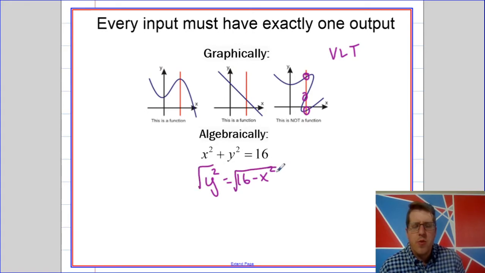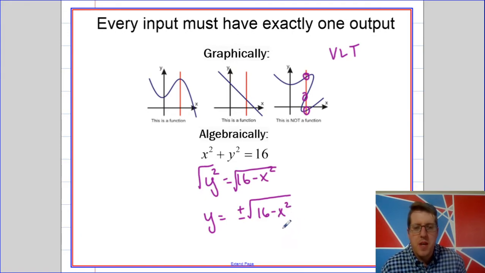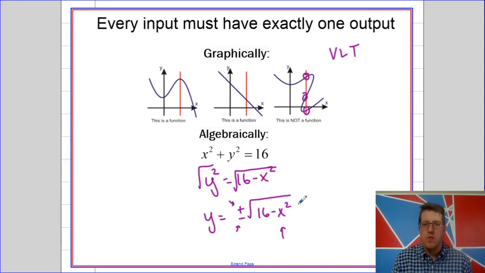And remember that thing from earlier on in algebra where when you take the square root you have plus or minus? So what this means is, if I plug in a particular x value, I would have plus or minus 2 different answers for my y value. And that is not allowed. You're not allowed to plug in one x value and get 2 different y values. Okay? So the first rule is every input must have exactly one output.